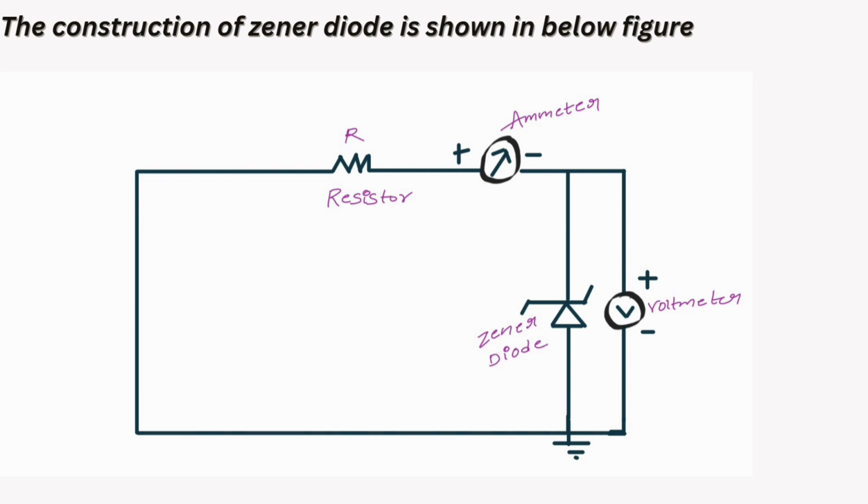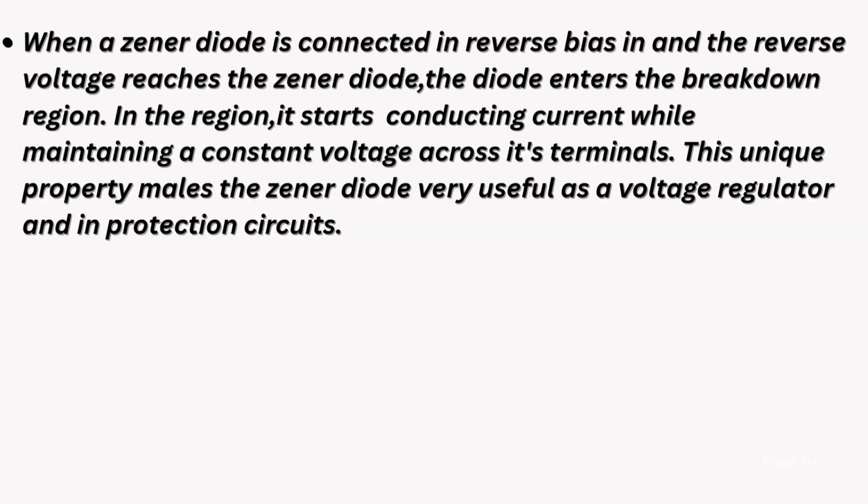So when the zener diode is connected under reverse bias and the reverse voltage reaches the zener voltage, it will start conducting current and the voltage remains constant. For example, let us assume the zener voltage is 5 volts. When we apply the reverse voltage and it reaches 5 volts, then that voltage becomes constant, and only then the current will conduct. So this is the working principle, and now we see the VI characteristics of the zener diode.